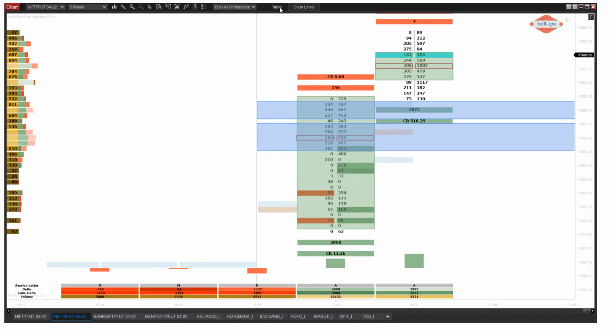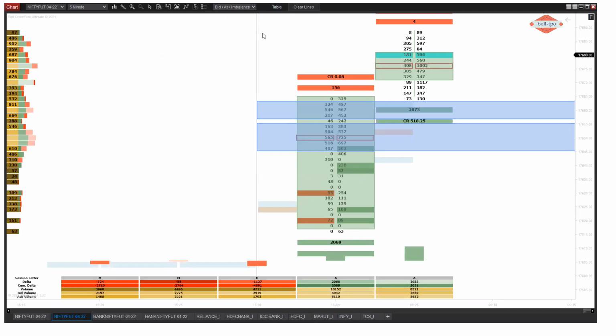And then we have a table. In the table, you can choose to see only buyer volume or only seller volume, or you can see both the ask volume and bid volume. Delta is nothing but the ask volume minus bid volume. So total ask volume for that particular candle minus total bid volume, or nothing but total buyer volume minus total seller volume. As simple as that.